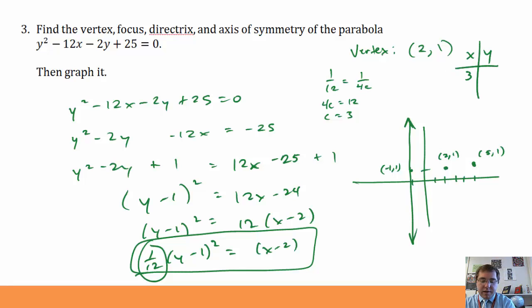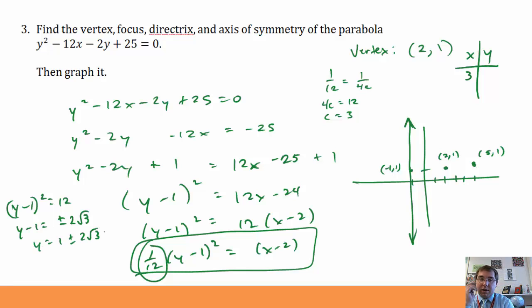I plug in 3 for x. I'll have 3 minus 2 on the right-hand side. That gives me 1. I can multiply both sides by 12, and I'll have y minus 1 quantity squared equals 12. Let me write this over here: y minus 1 squared equals 12. I can take the square root of both sides. I get y minus 1 equals plus or minus the square root of 12, which is really 2 radical 3. And then I can add 1.